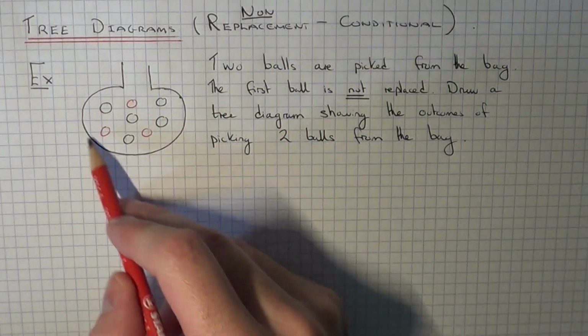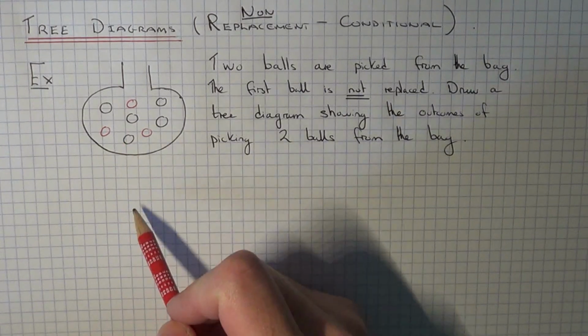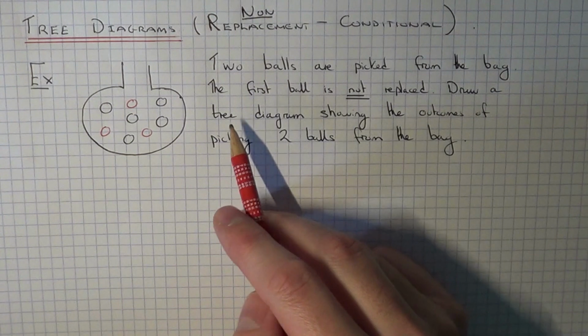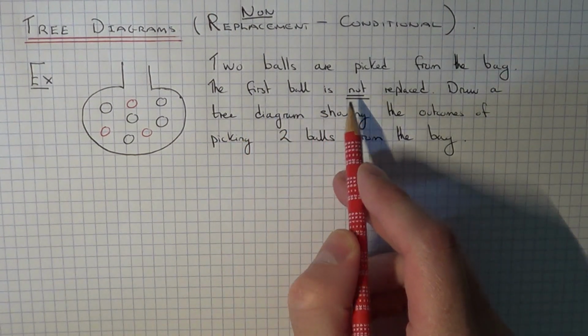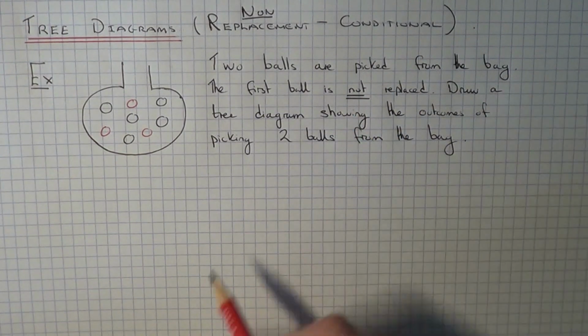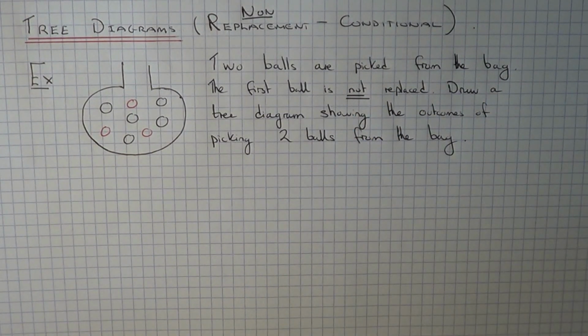So we've got a bag of balls, we have 5 black balls and 3 red balls. Two balls are picked from the bag at random. The first ball is not replaced. This is very important here, because when you pick the second ball out, the probability for the second ball will depend on what you've picked out previously. And we've got to draw a tree diagram showing the outcomes of picking 2 balls from the bag.